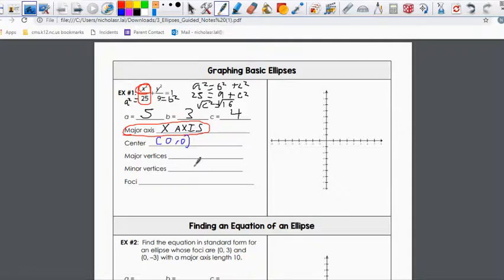Our major vertices, okay? Because this is on the x-axis, we're going to be moving from the center in each direction. So our major vertices are going to be at -5, 0, and 5, 0. Our minor vertices will be at 0, -3, and 0, 3.